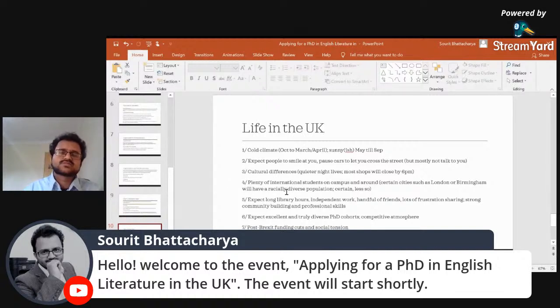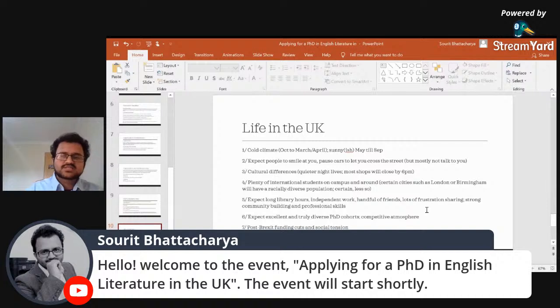Of course, restaurants and pubs and entertainment areas, not malls, but cinema halls and theaters, might be open till midnight. But most of the shops, including supermarkets, will close by 6 p.m. Not the grocery stores and superstores, though. They will be open till 10 or 11.